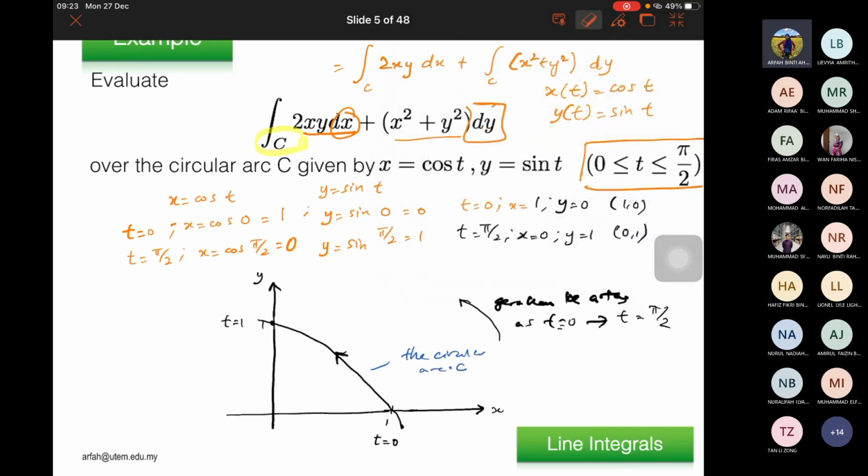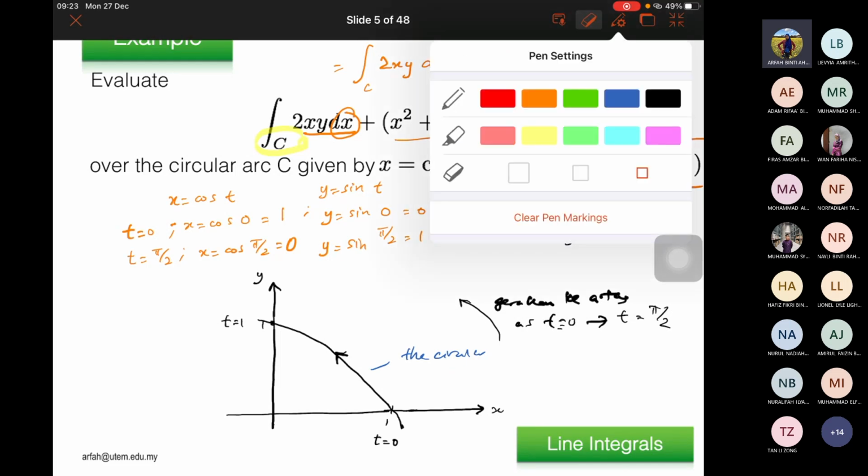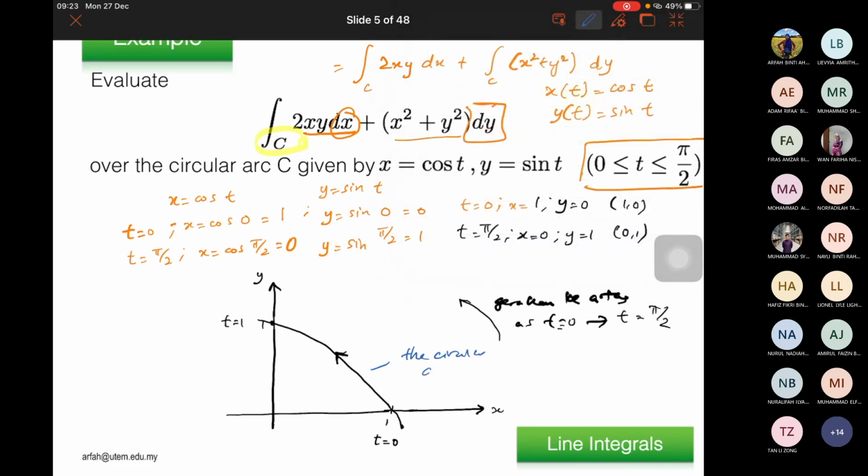So we want to get the integration for this case. You can copy it down first. We will see how to use the line integral to solve for this integration.